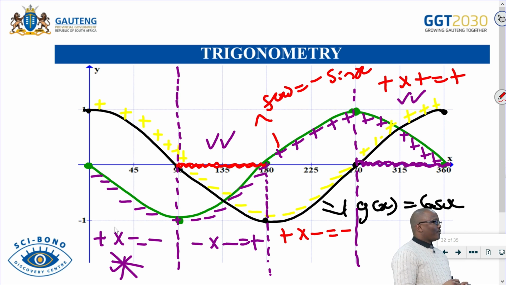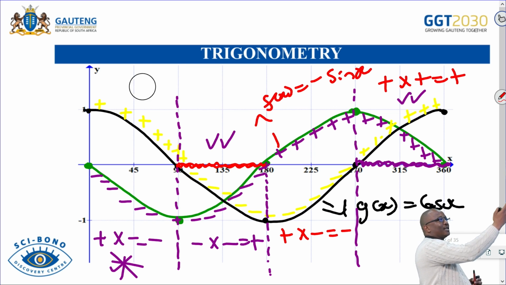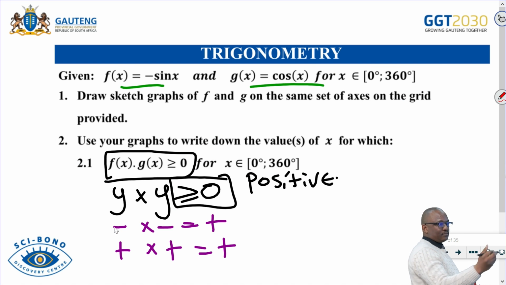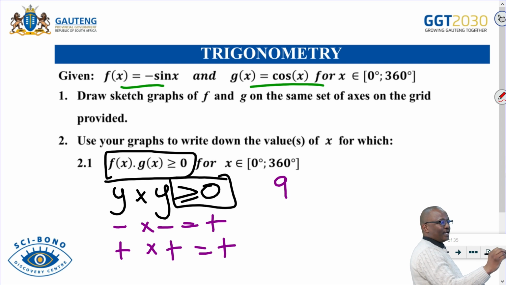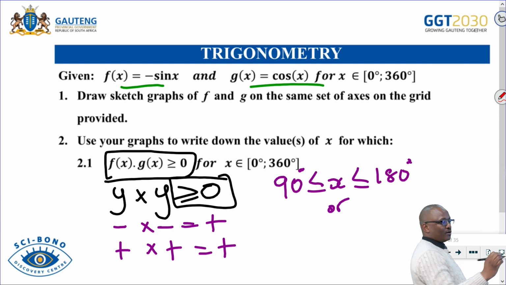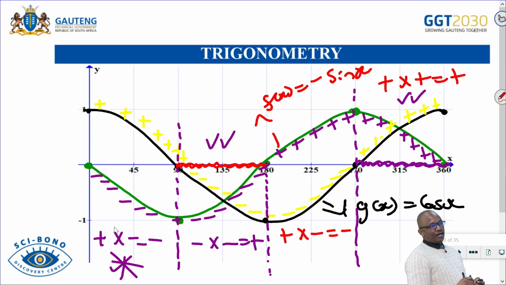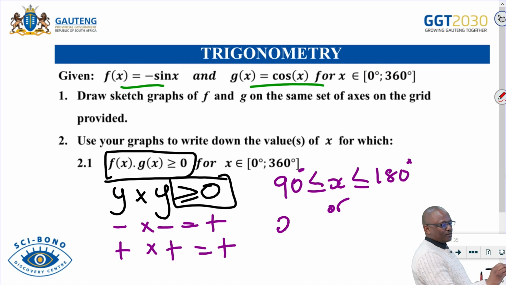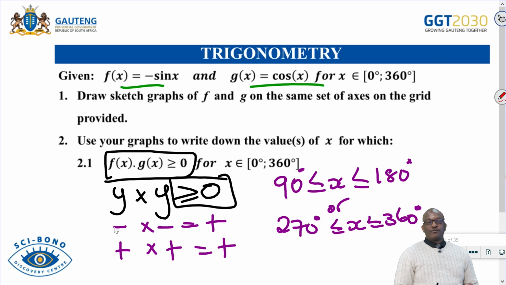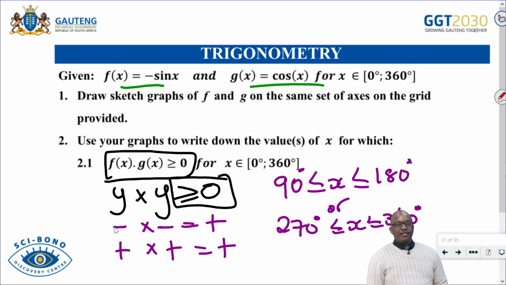So how are we going to write our answer? The answer for this one is going to be x is between 90 and 180, right? Yeah, 90 and 180. Or you will have 270 to 360. That's how you write your final answer for 2.1.